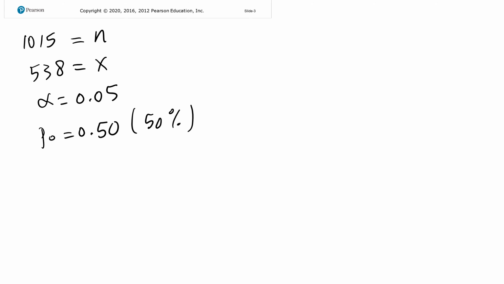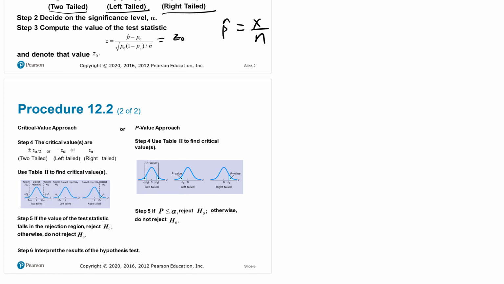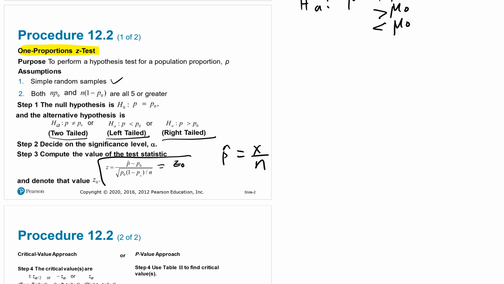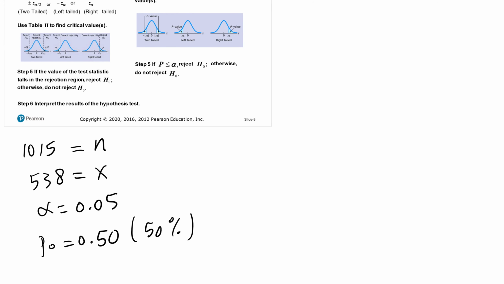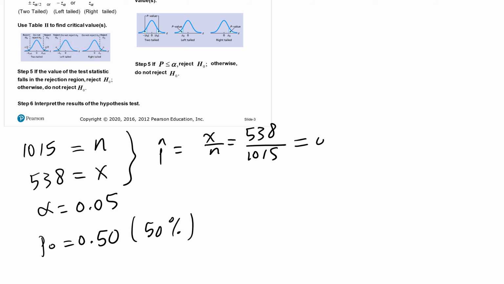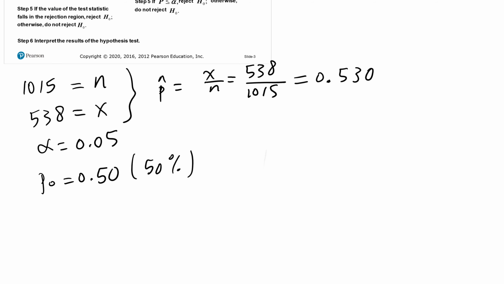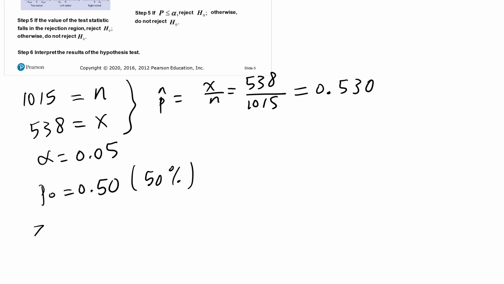To do that, we have the formula for the z0 that we need to find. To find this, we need p0, which we already have. We need p hat and n. We know n is 1,015. From these two, we can find p hat. It's x over n: 538 divided by 1015, and that gives us 0.530. That's p hat.